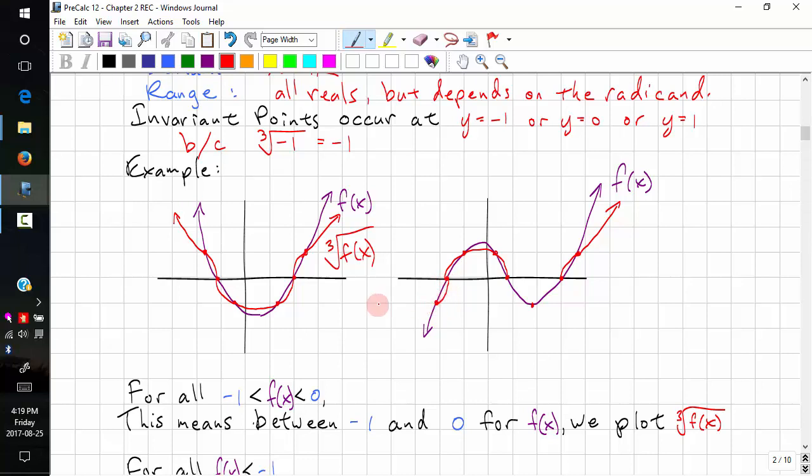And below -1, we plot below -1 and above f of x. Here, it only reaches -1, so we just plot below. There's no need to plot above because it doesn't go below that. And we plot below again, but above -1.